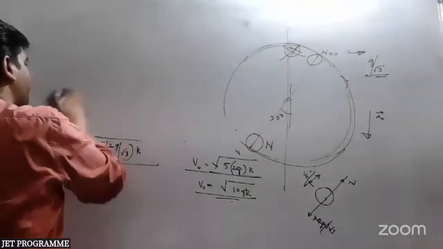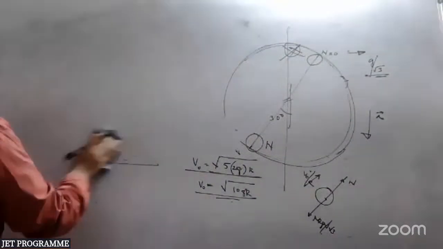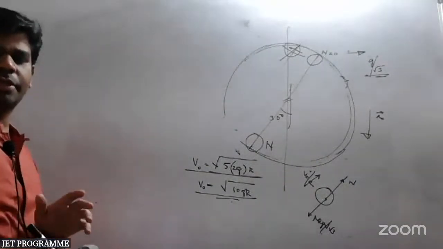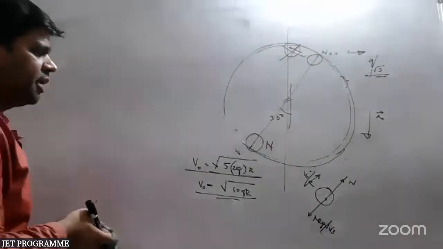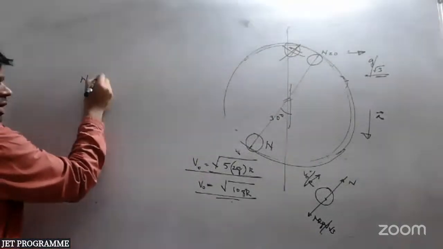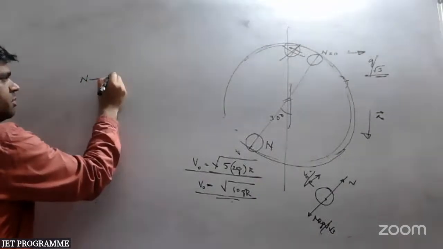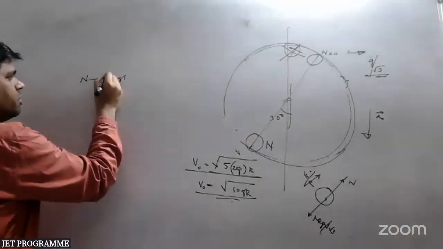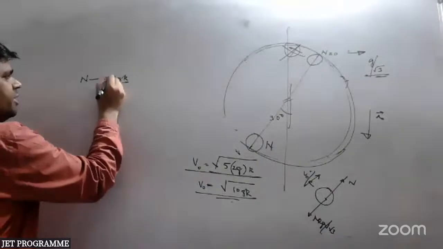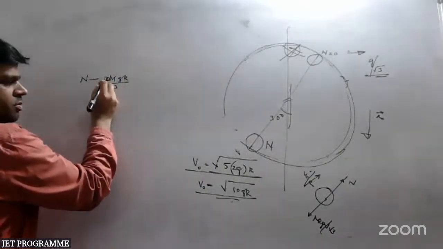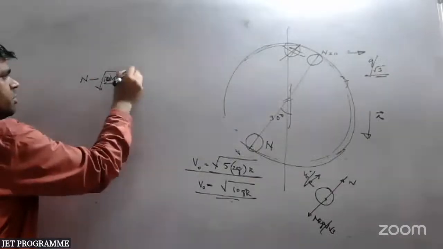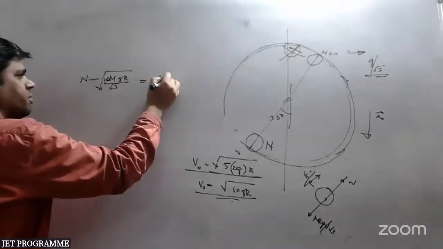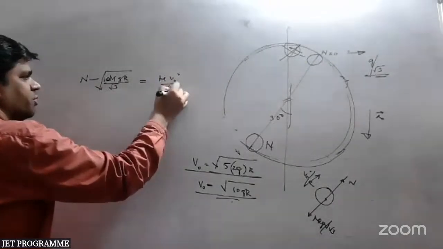Once I have FBD and MAD, I can write force because he's asking force ultimately, right? Whenever he is asking force, you have to go for FBD. Once both are clear, I can write the equation now. N minus root 10 gr by root 3 is equal to mv square by r.